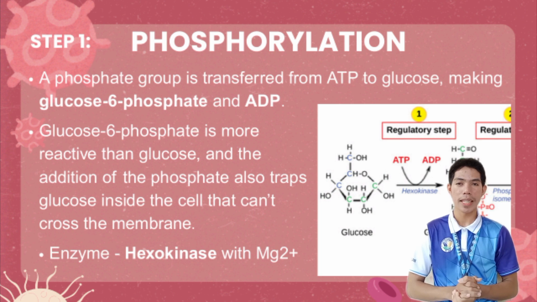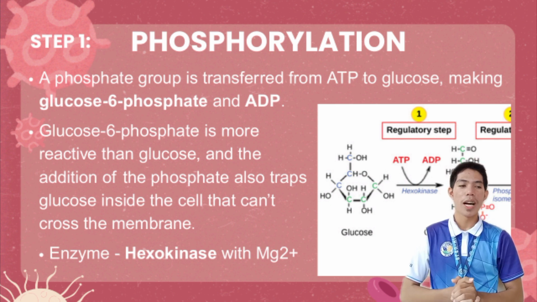So it means that ang phosphate group na galing kay ATP ay nag-transfer kay glucose. And it makes glucose 6-phosphate and ADP. Alam naman natin na ang glucose ay mayroong 6 na carbon molecules, di ba? So, kaya siya naging 6-phosphate kasi ang phosphate group na galing kay ATP ay doon na-attach sa carbon 6 ni glucose.